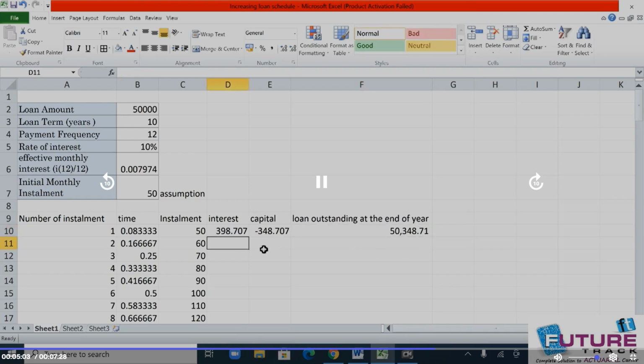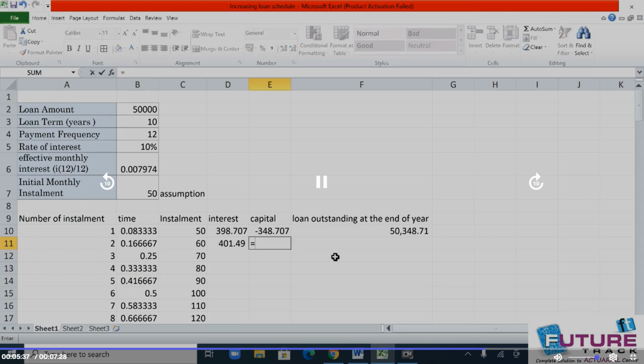Now class, for the second part, we will calculate the interest on this. My loan outstanding is this into my interest rate. Now this interest rate is fixed when we drag this throughout, so that's why we put the dollar sign. Press F4 here. When you press F4, this is fixed now. It will not change. Remember. So we get this as my interest part.